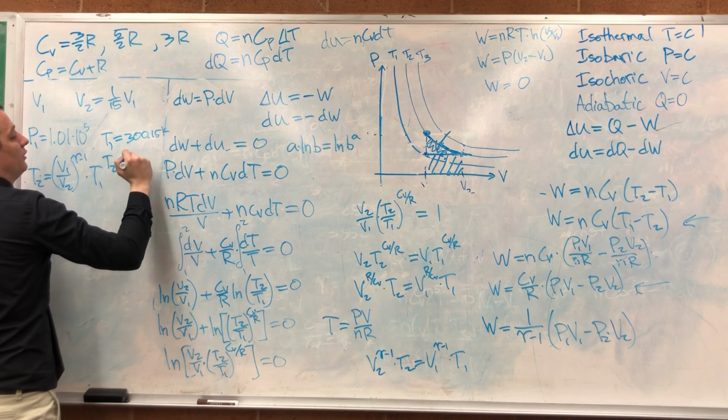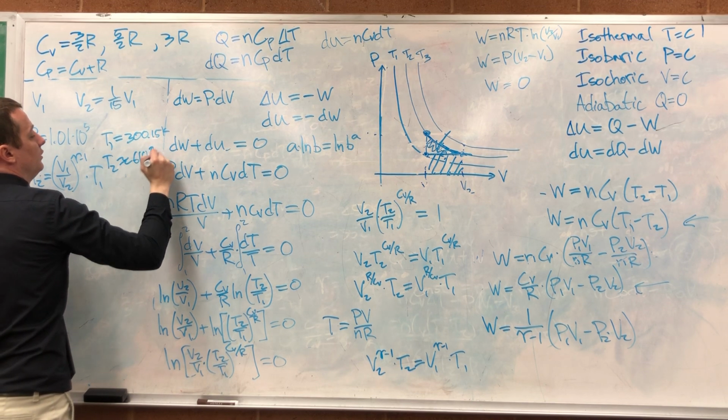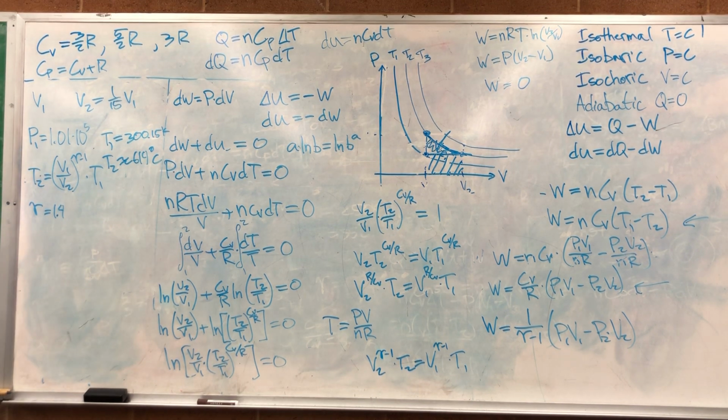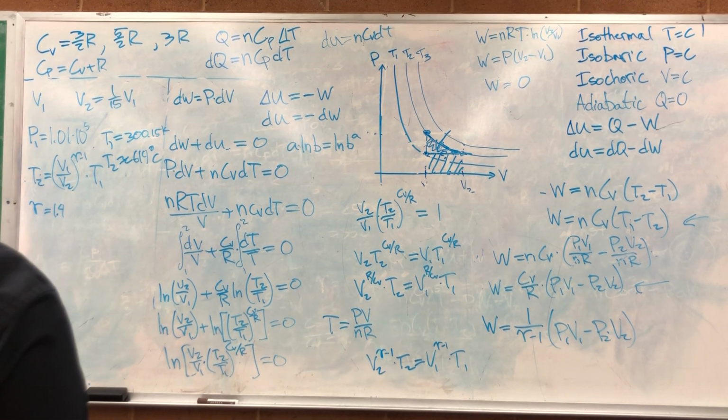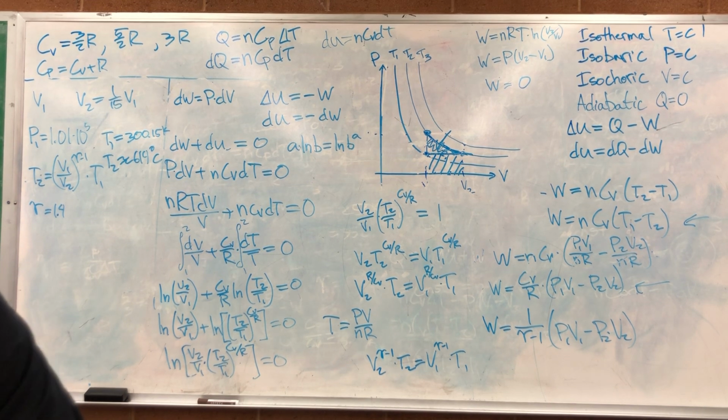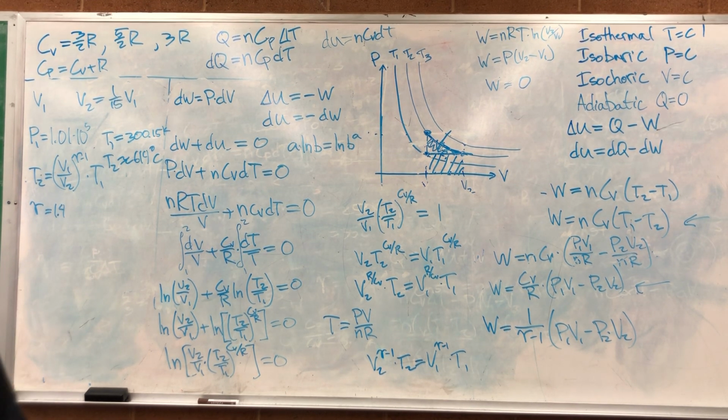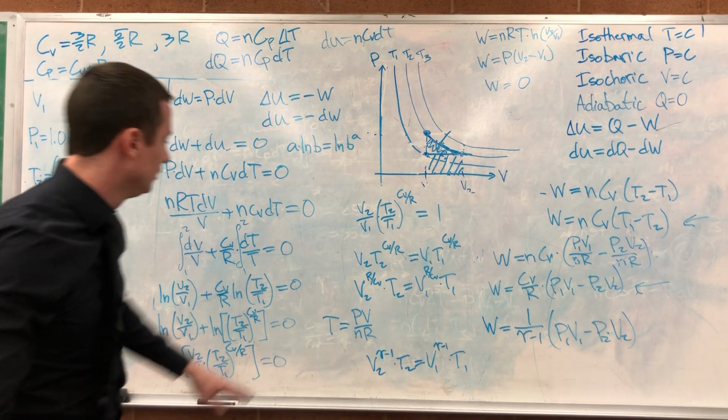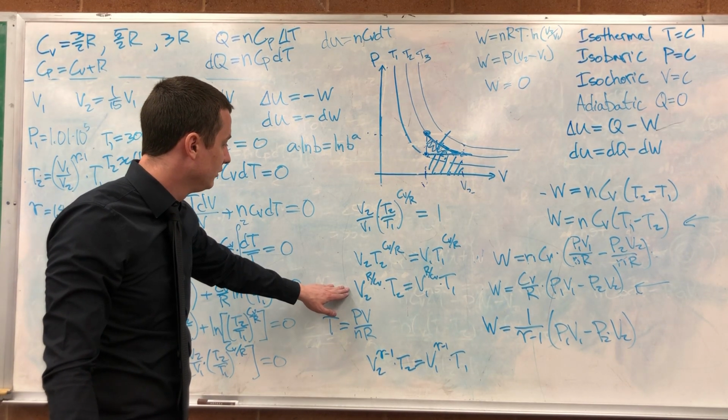T2 is 614 degrees Celsius. Okay, that is our final temperature. And final pressure. Okay, I don't know if I made those substitutions in there. We didn't take this equation and plug in pressures, did we?